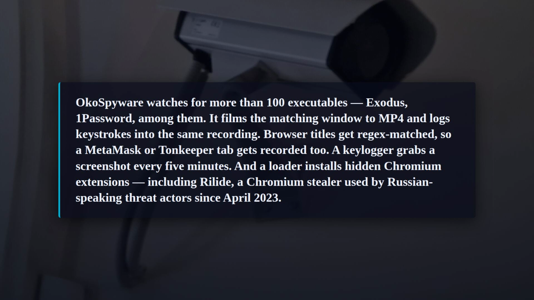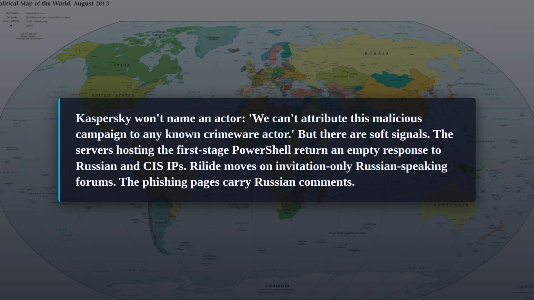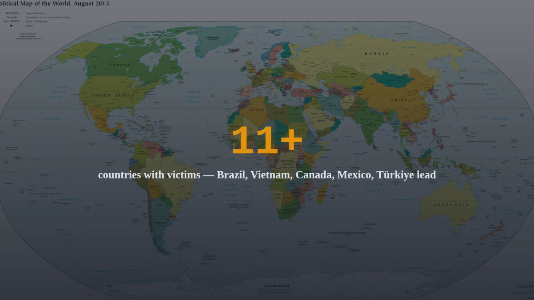Quote, "We can't attribute this malicious campaign to any known crimeware actor. But there are soft signals." The servers hosting the first stage PowerShell return an empty response to Russian and CIS IPs. Rylide moves on invitation-only Russian-speaking forums. The SeedHunter phishing pages carry Russian comments. Soft signals, and the report treats them as such.